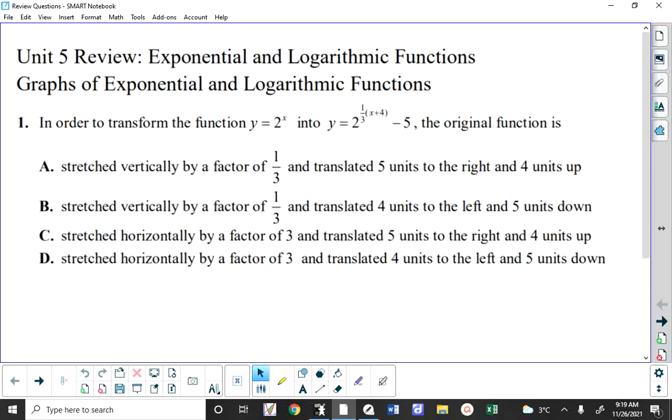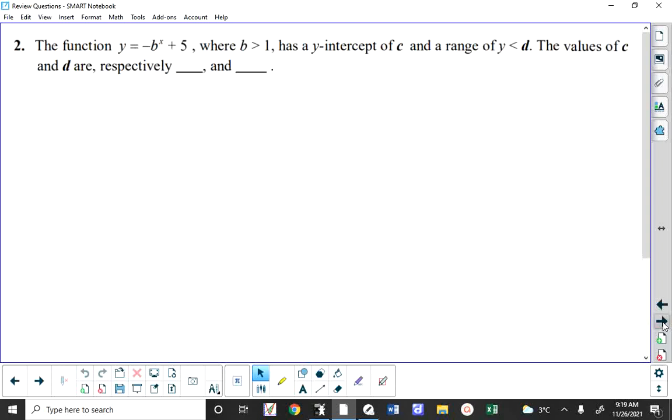Number two? Okay. So we have a function y equals negative b to the x plus 5, where b is greater than 1, and you're asked to determine the y-intercept and the range. So what makes this a Math 30 question, other than the content, as opposed to the type of question you would see in 10 or 20, is that you are not told the values of some of the parameters in this equation of the function. So you can't merely put this into your graphing calculator and get an answer.